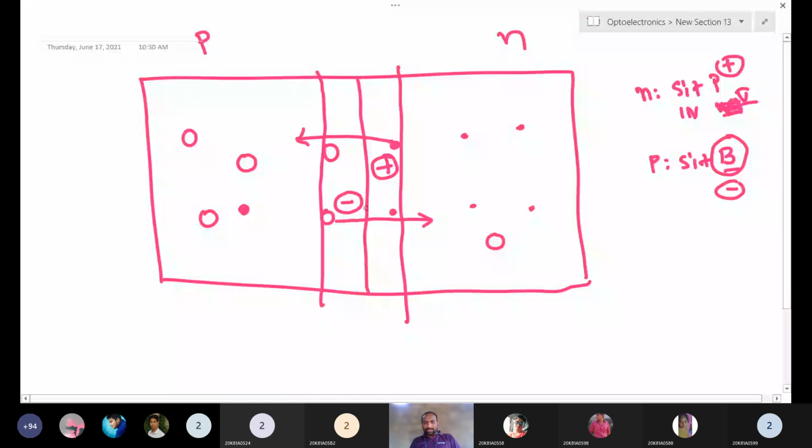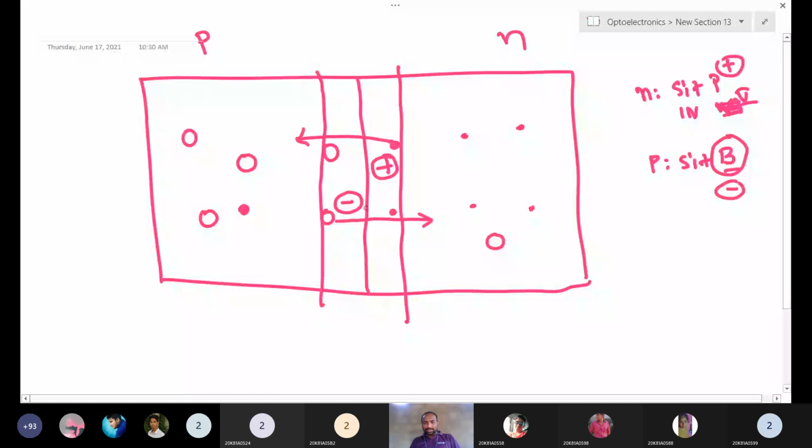Negative potential is connected to the positive terminal of the battery, and positive potential is connected to the negative terminal of the battery. That is, the p-type semiconductor is connected to negative potential and the n-type semiconductor is connected to positive potential. This is the reverse bias.